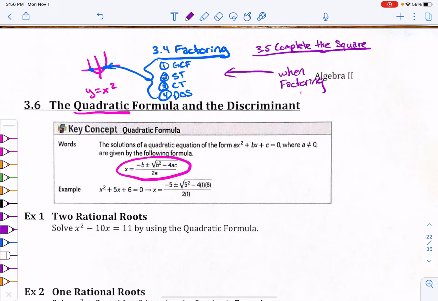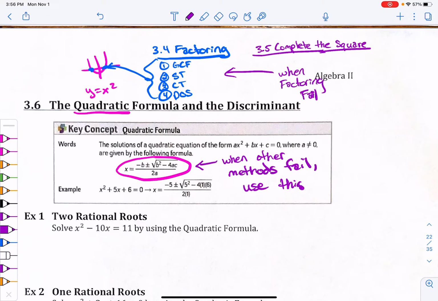Okay, now we are going to learn the quadratic formula, which a lot of people like better than completing the square. In fact, my trig and calc kids, they prefer it because they're able to remember how to do the quadratic formula better than they can complete the square, which is fine, whatever. But the quadratic formula is something that will always work. When other methods fail, use this. Okay, when other methods fail, use this method, okay? And it is negative b plus and minus the square root of b squared minus 4ac all over 2a, okay?